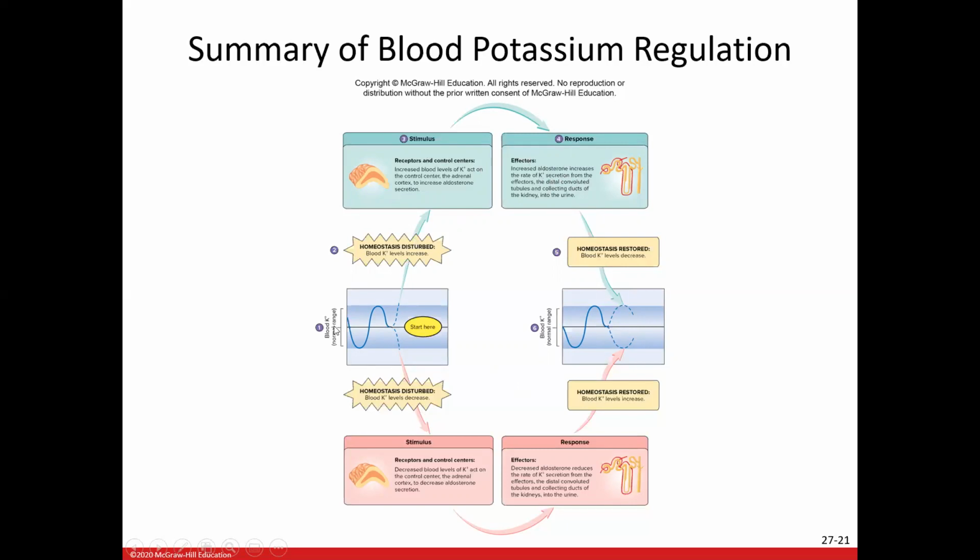Then if you have the blood potassium levels drop too low, what's going to happen is the aldosterone is going to be secreted at a much slower rate. It's going to kind of pump the brakes a little bit. Since there's less aldosterone in the kidney, that's going to mean less potassium is secreted, which means levels are going to start to rise again, getting back into our homeostasis.